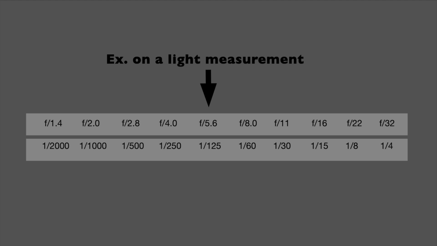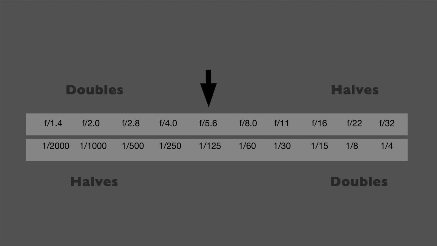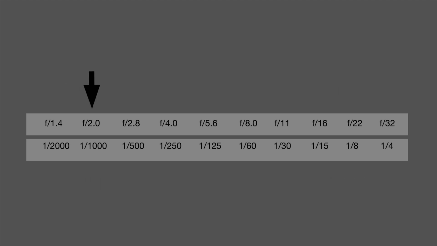Every time you're changing your aperture, it will double or halve the light that is coming in through your lens. And it's the same with the shutter speed. Every time you click one, it will either double or halve the amount of light that is coming into your camera. So if you're changing your aperture from 5.6 to 2.0, you're letting 3 times more light come through the lens, and therefore you shall reduce your shutter speed from 1/125 of a second to 1/1000 of a second.